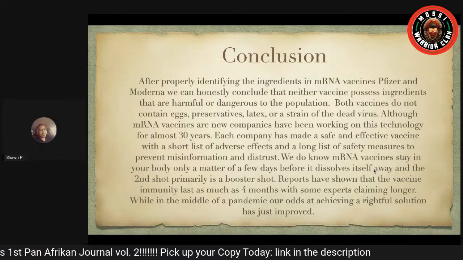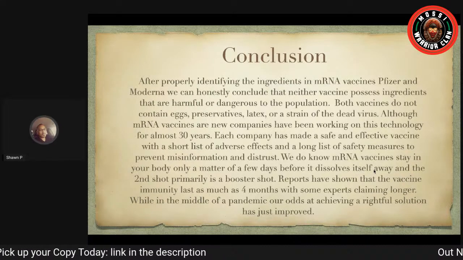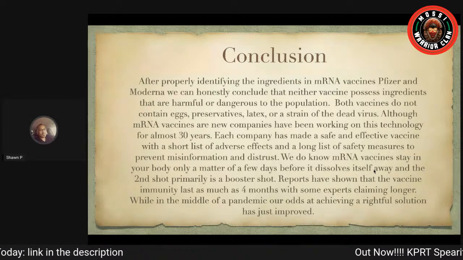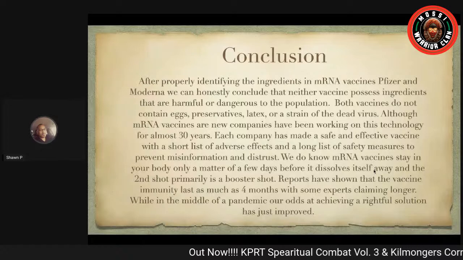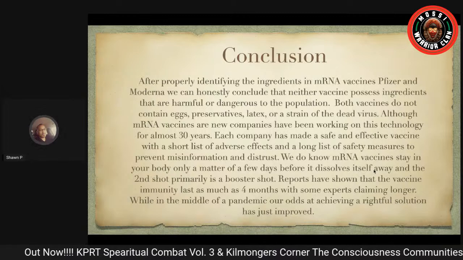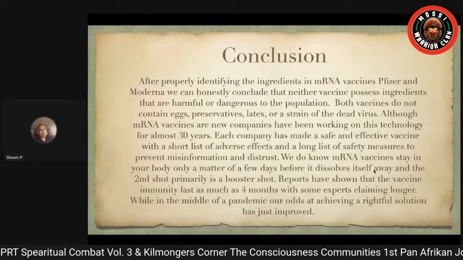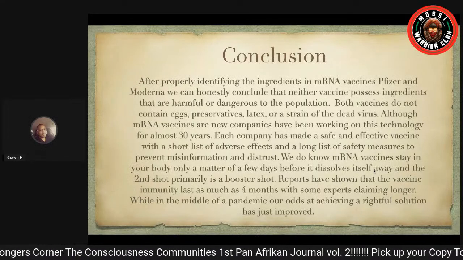We do know mRNA vaccines stay in your body only a matter of a few days before they dissolve themselves away, and the second shot is primarily a booster shot. Reports have shown that the vaccine immunity lasts as much as 4 months, with some experts claiming longer. While in the middle of a pandemic, our odds of achieving a rightful solution have just improved with the mRNA vaccine.